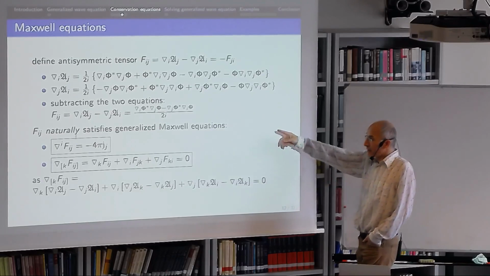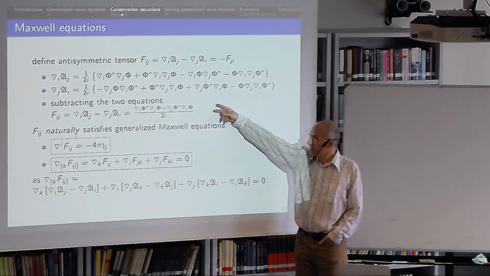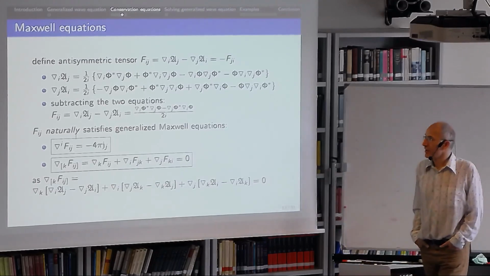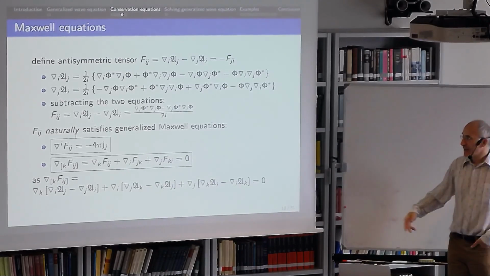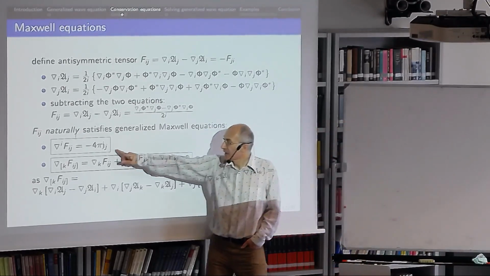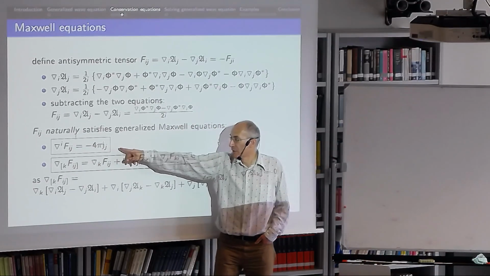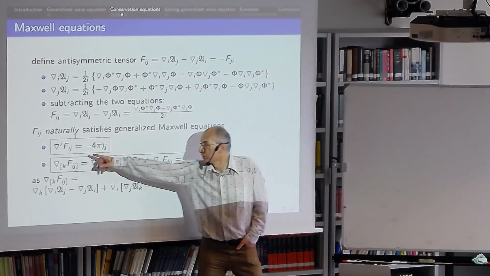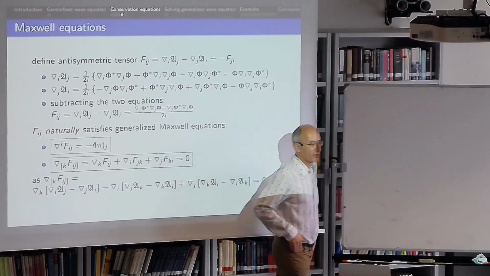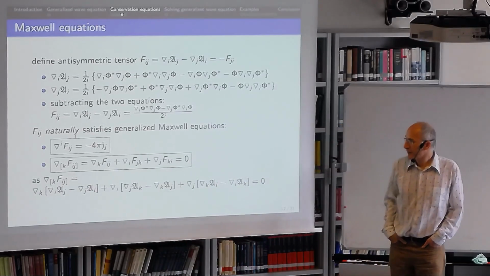And what comes out of that, because of this definition, is that this antisymmetric tensor Fig naturally satisfies the generalized Maxwell equation. So we recognize here the equation we have written earlier, which is that the contravariant derivative of Fig is equal to the current, what I defined as a 4-current.